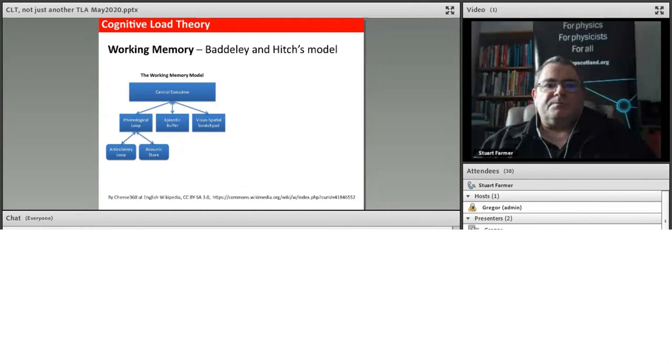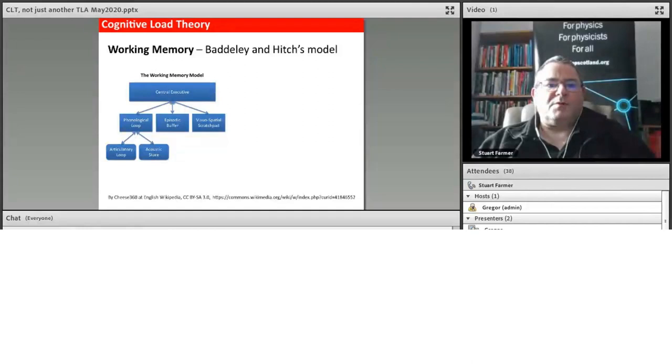So a little bit more in terms of the ideas about working memory. This builds on the ideas of Baddeley and Hitch and their model. And this is really important when it comes to us teaching, because they identified that in working memory, there are essentially two different compartments, the phonological loop and what they called the visual spatial sketchpad. And in many ways, sometimes these are simplistically misinterpreted and misunderstood by people.